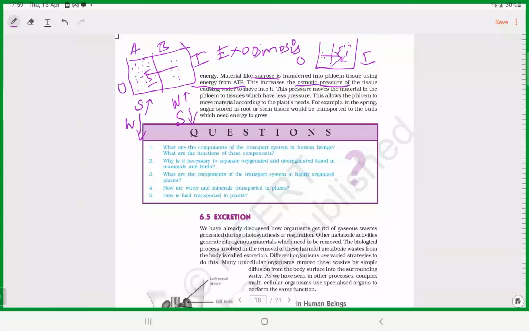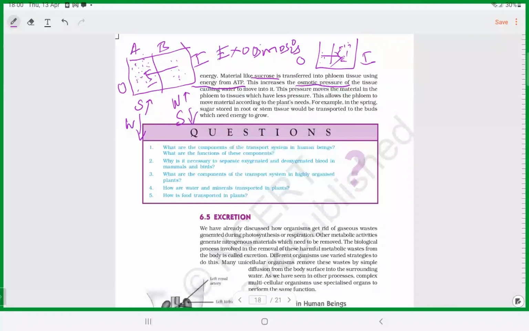See, translocation, transpiration, ascent of sap are actually called what? Bulk transport mechanisms in plants. Osmosis is cell membrane transport. What is called cell membrane transport? Movement from inside of the cell to outside, or outside to inside. Movement of water from inside to outside, outside to inside, is called what? Osmosis. This is one mode of transportation.